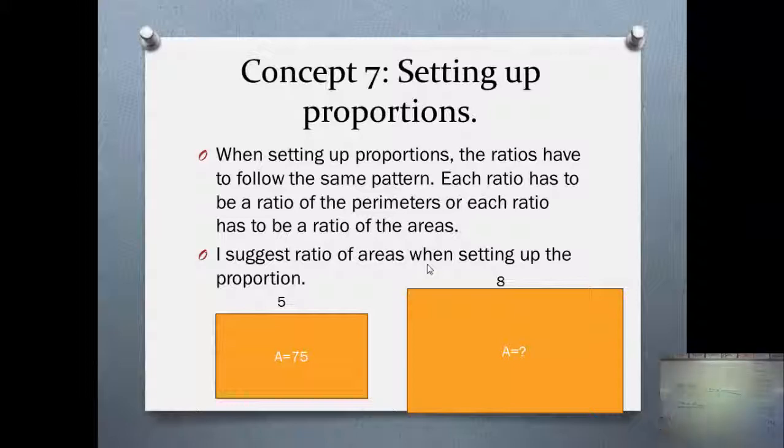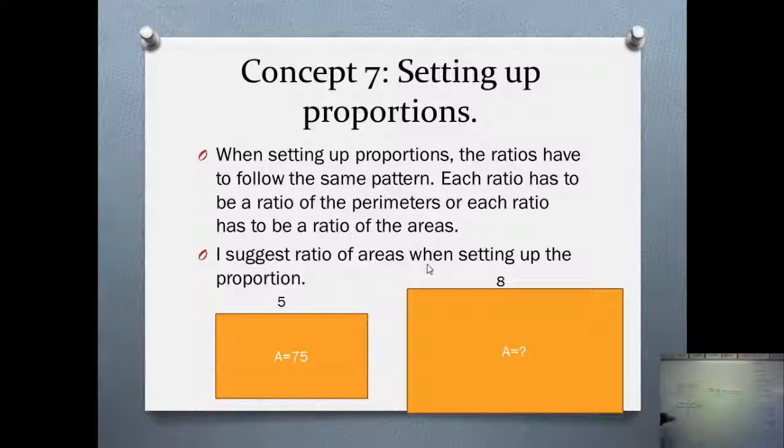So, here's the idea. When we're setting up proportions, the ratios have to follow the same pattern. So, if I would use a scale factor, I can only be doing it for perimeters, lengths, altitudes, side lengths, anything that has one-dimensional length. But if I wanted to find area, I'd have to use the ratio of areas, because area matches up to area, length matches up to length. I have to be consistent in a proportion. I can't ever say a scale factor is going to be equal to the ratio of areas. That's just plain not true. So it has to be consistent.